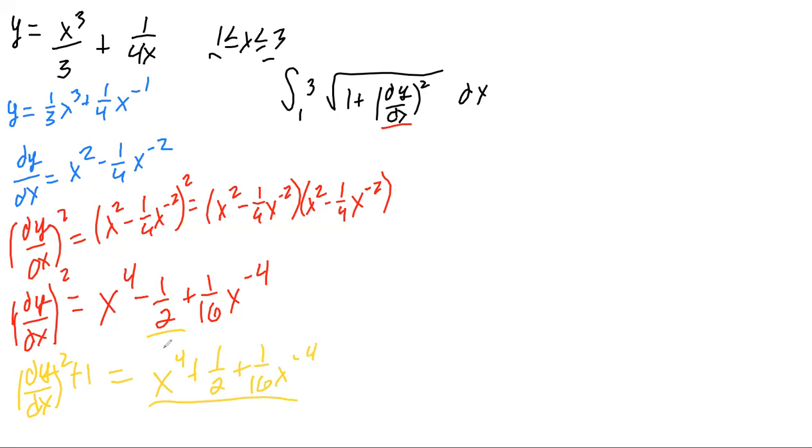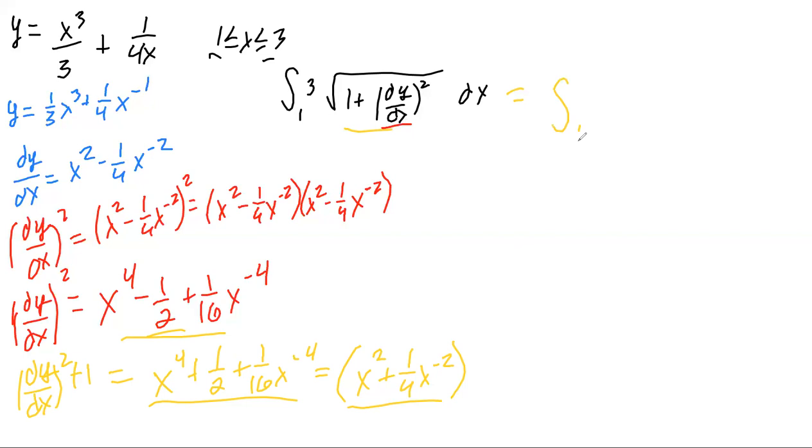And then notice that this and this are identical. The only difference is the sign of the 1/2, which means this is going to actually factor back into this thing with a plus. So x squared plus 1/4 x to the negative second. This is what is going to be underneath our integral.